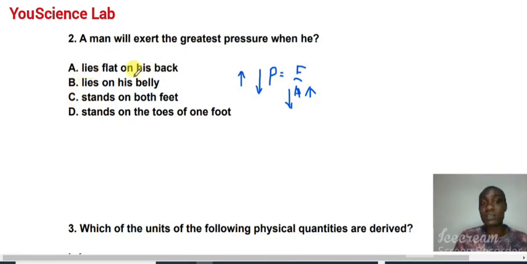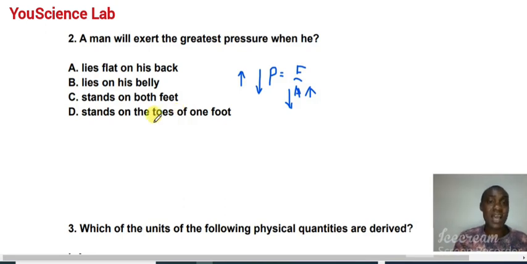If he lies flat on his back, the back is going to provide a large surface area, so the pressure is going to be small. If he lies on his belly, it's the same as the back, it's going to provide a large surface area. If he stands on both feet, the area is not going to be as large as in options A and B, but it's still going to be enough. That is why a man can stand erect on both feet without swaying left or right. But if you stand on the toes of one foot, you see that you will be unbalanced because the pressure is what?